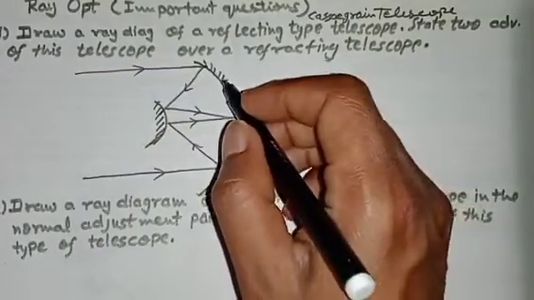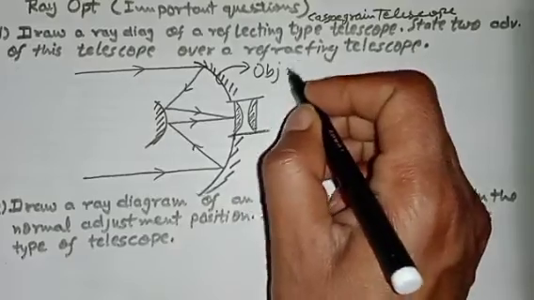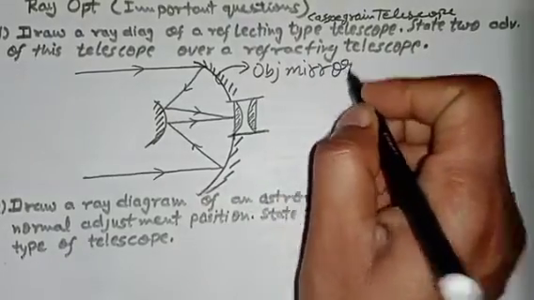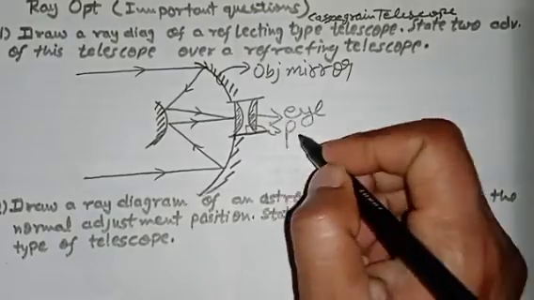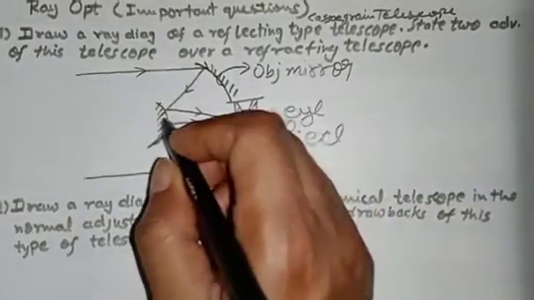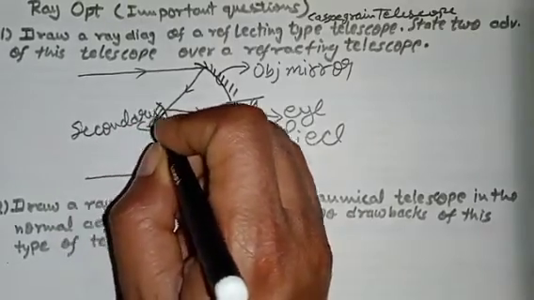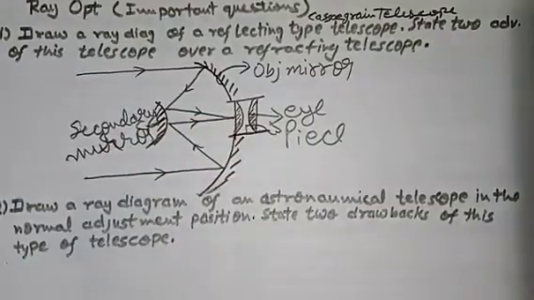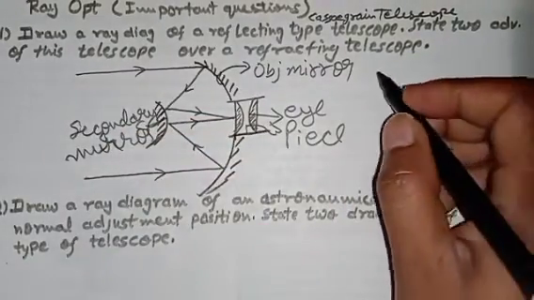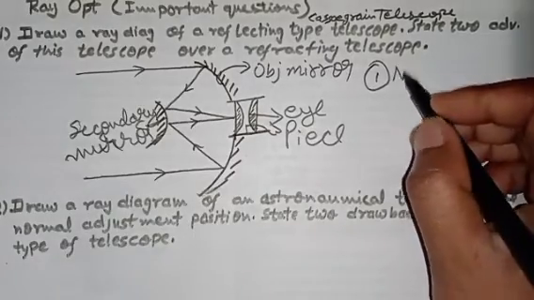All right, I haven't written what it is. It is objective mirror. This is eyepiece, and this is secondary mirror. And okay, it's two advantages. First, no chromatic aberration.